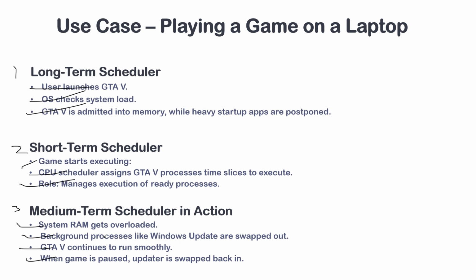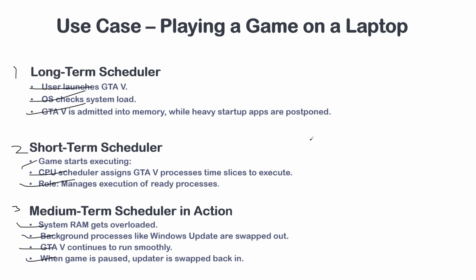So again, I'm going to explain. I have launched the game. The OS checks the system load. If it can run the game, it will start running the game. When the game is running, as it is heavy, the other apps which were present will stop running. Now, what will the short-term scheduler do? The short-term scheduler assigns GTA 5 process time slices to execute.